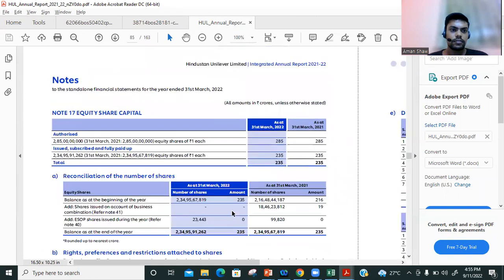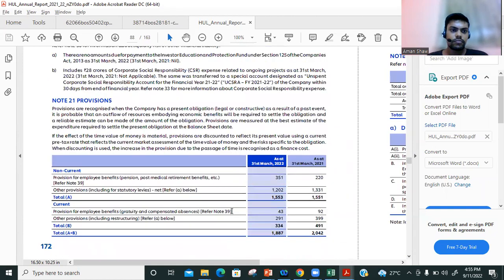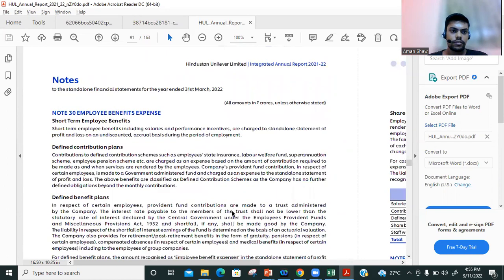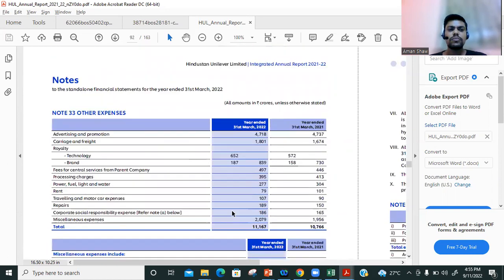Note 33, yes. This is note 33, and here are a few expenses which have been grouped, like advertisement and promotions, carriage, freight, royalty, processing charge, power charges, traveling expenses, and other miscellaneous expenses. This is the area which you have to check.